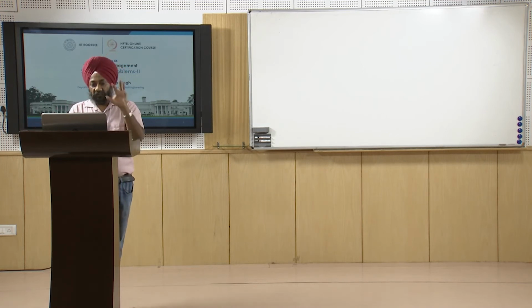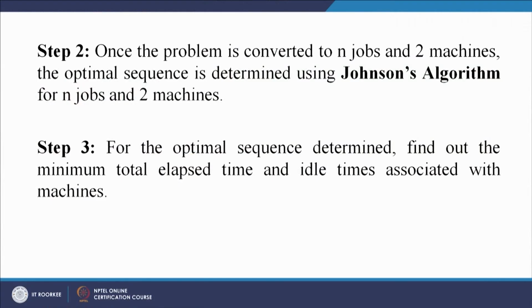So once we have done that, the problem is converted to n jobs and 2 machines. What are the 2 machines? The 2 machines are G and H. The optimal sequence is determined by Johnson's algorithm for n jobs and 2 machines, which we have already seen in our previous session. So the problem becomes fairly simple now.